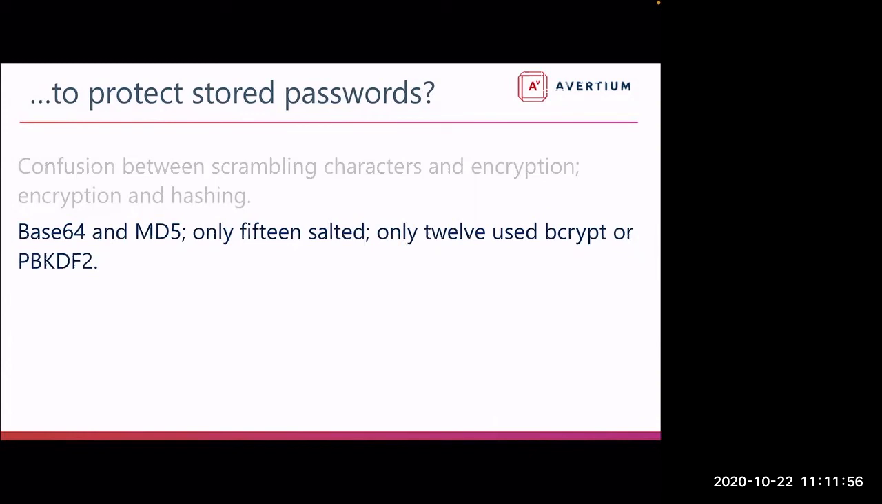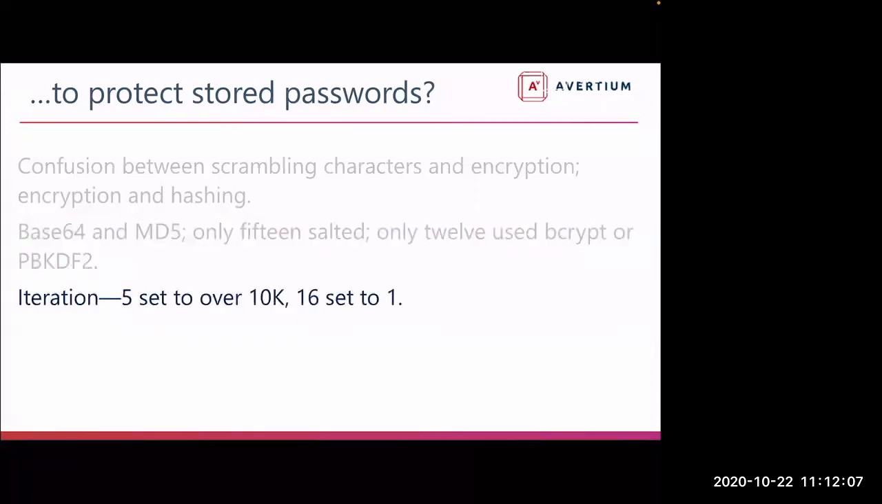Okay. Only 15 people salted. Okay, and that's the people who were told to do it. And only 12 used bcrypt or PBKDF2. Okay, and of those who did, 5 set the iteration count to over 10, and 16 set it to 1. Okay, so by setting it to 1, it means they just didn't set it at all. So effectively, it just hashed once.